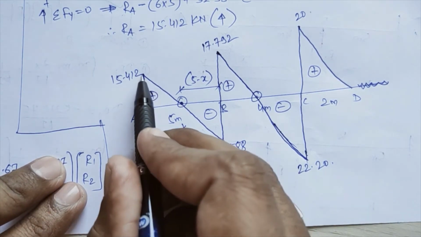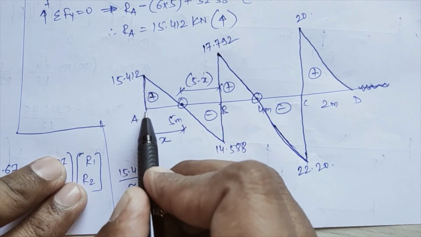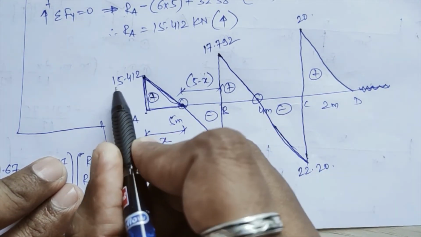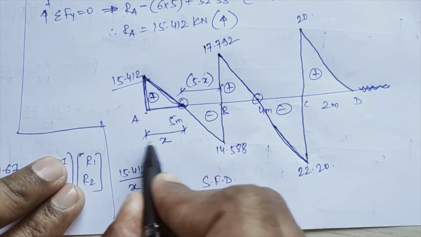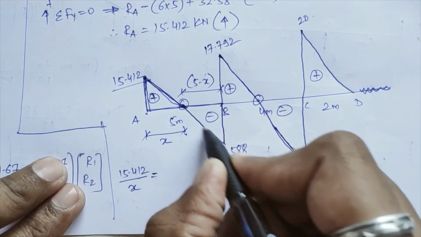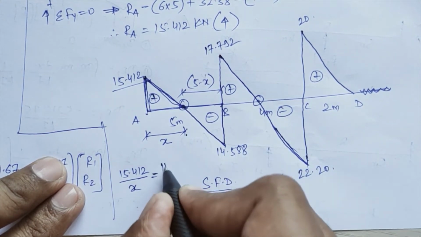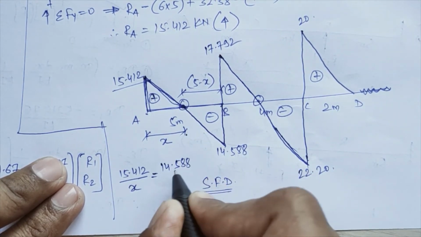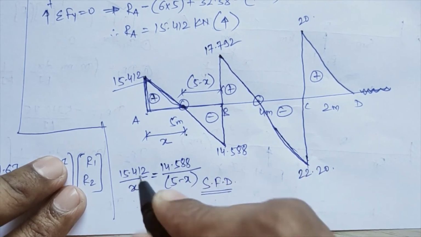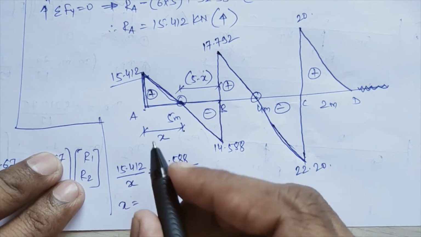15.412 divided by x. That is the height of this triangle first. This I'll treat as my first triangle. So the height of the first triangle, 15.412, divided by its length x, is equal to the height of my second triangle, this one. That is equal to 14.588 divided by its length, which will be 5 minus x. You do the cross multiplication and solve for the value of x.